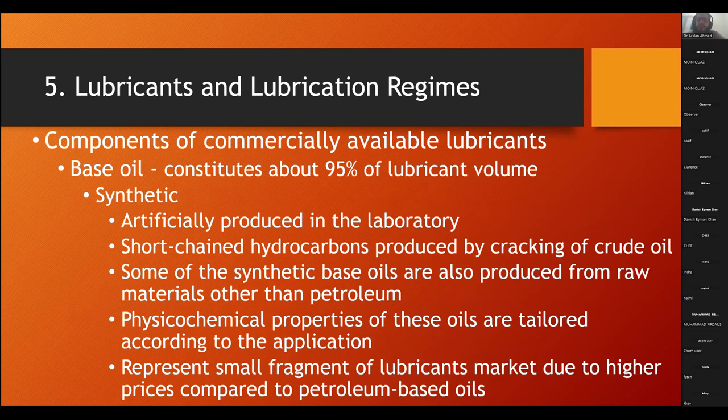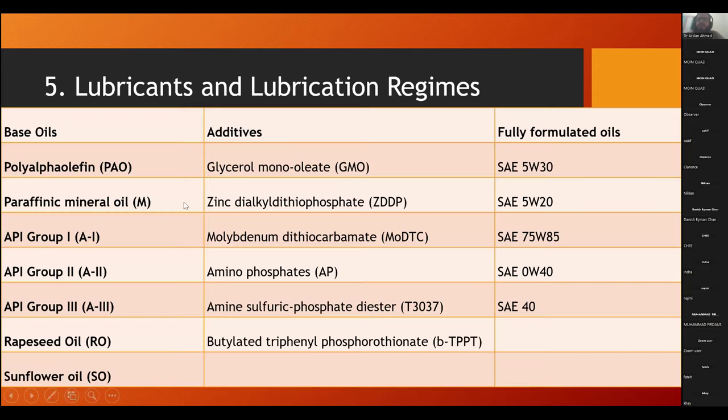Once you go to the market to buy something for your motorbike, they will ask whether you want petroleum-based or synthetic. Synthetic, for example polyolefin, is expensive. These are the various lubricants and the additives that we can add. These are the base oils: polyolefin, paraffinic, mineral oil, API group 1. These are the various groups that you can use. These are the additives: GMO, ZDDP, and MoDTC. These are the various polyolefin lubricants present in the market: 5W30, 5W20, 75W85. So this you can buy from the market.